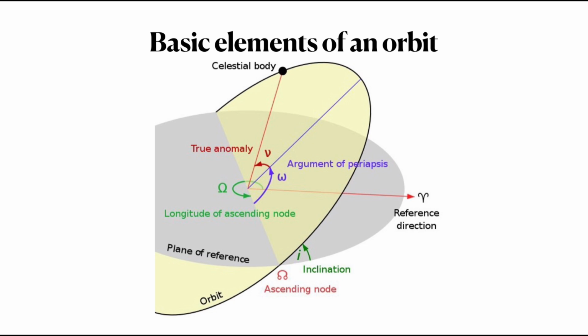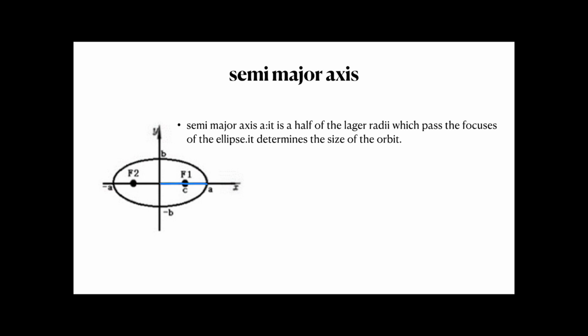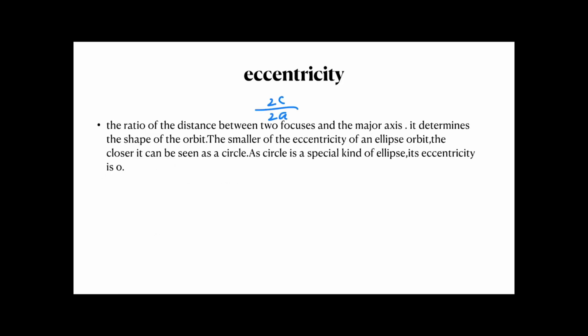The semi-major axis is half of the larger diameter which passes through the foci of the ellipse. It determines the size of the orbit. The eccentricity is the ratio of the distance between two foci and the major axis. It determines the shape of the orbit. The smaller the eccentricity of an elliptical orbit, the closer it can be seen as a circle. A circle is a special kind of ellipse.